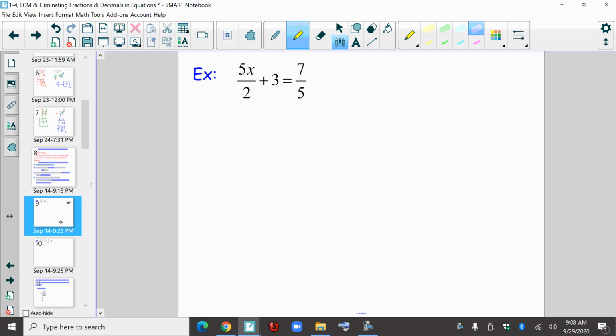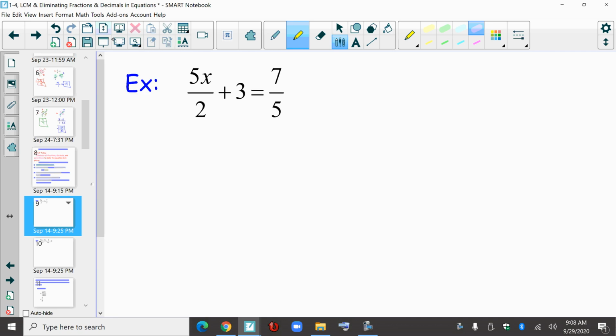So here we go. Example 1. First thing, step 1, look for your fractions. Well, I have fractions in the first term. The second term is just a 3, and it equals a last term, which is a fraction. So the very first thing you're going to do is you're going to identify your fractions. Right there they are. Next thing you're going to do is you're going to say, okay, well, what is my LCD, also known as your least common multiple, between 5 and 2?